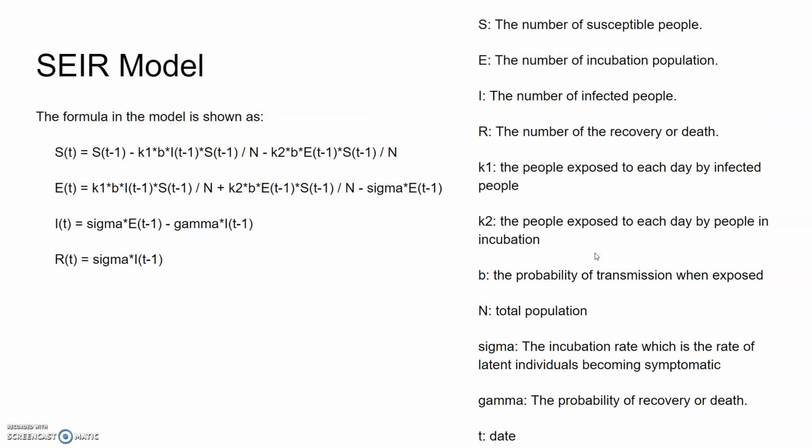The final parameter is T, which is the state. So t minus 1 means the last date. So we use the last day's value to calculate today's value.